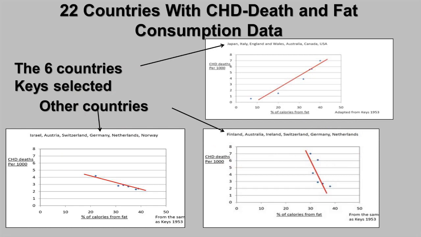Evidence against fat wilts upon close scrutiny. In his 6-country study, Ancel Keys ignored data available from 16 other countries that did not fall in line with his desired graph. If he had chosen these 6 other countries on the left side, and even more strikingly on the bottom right, he could have shown that increasing percent of calories from fat in the diet reduces the number of deaths from heart disease.